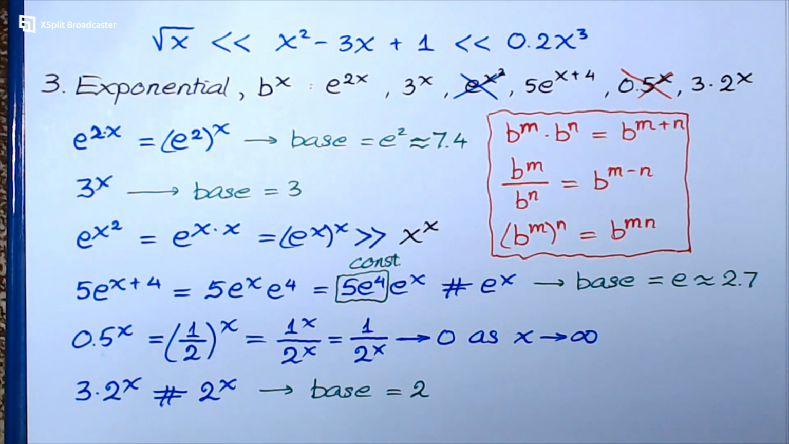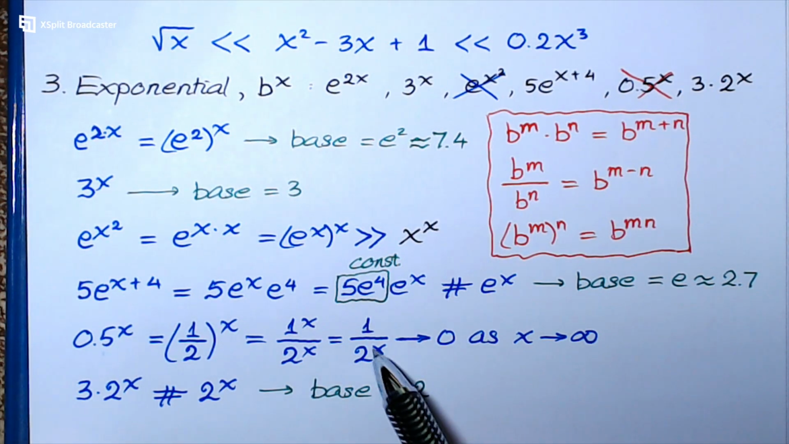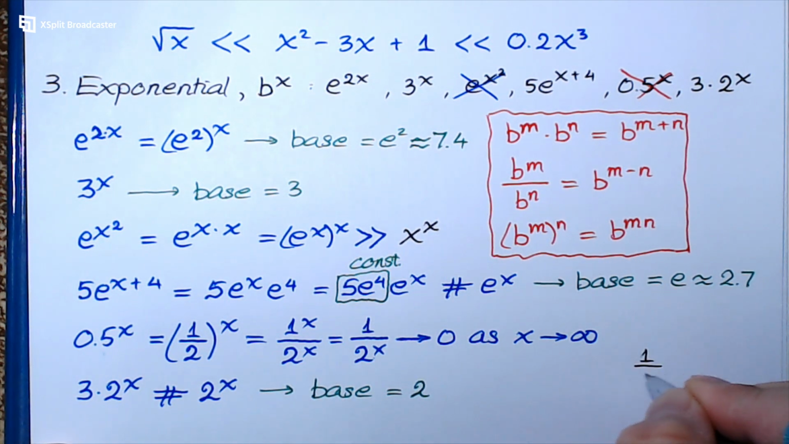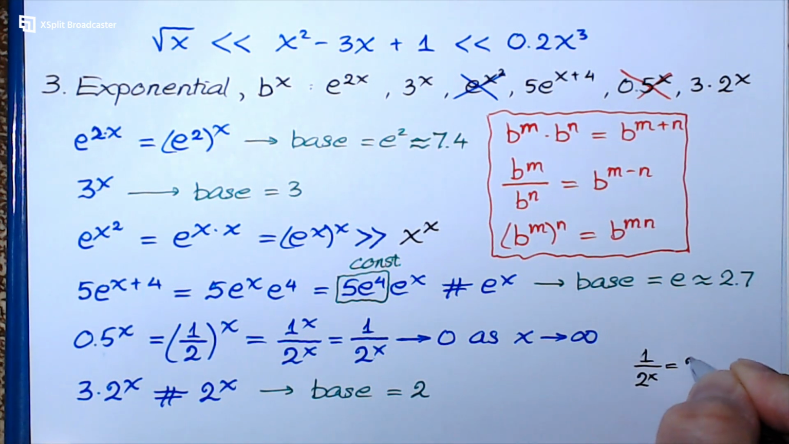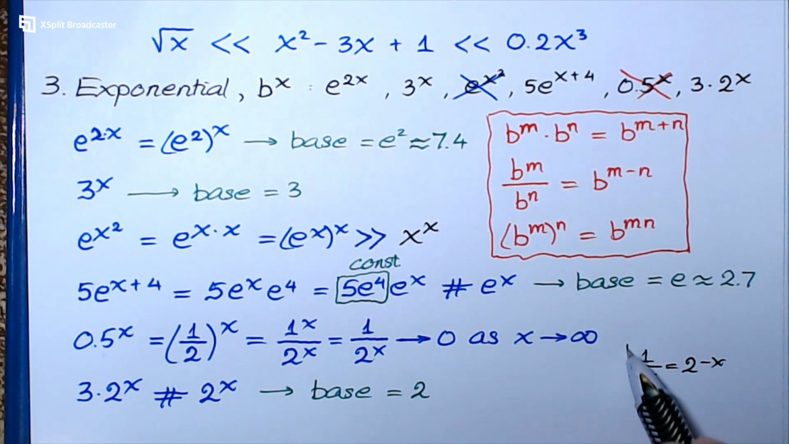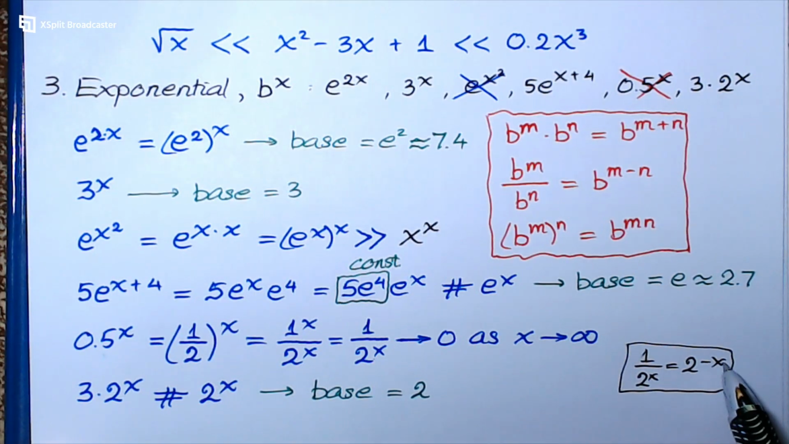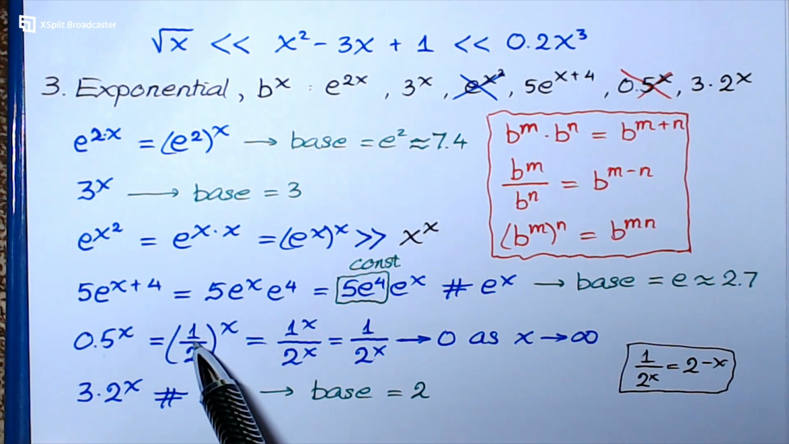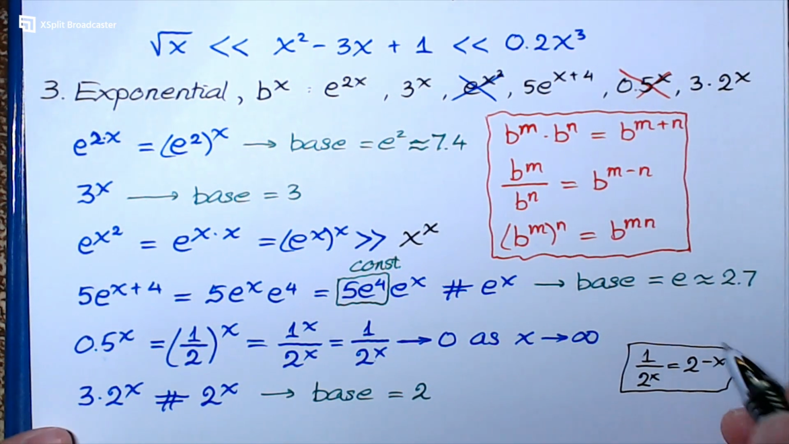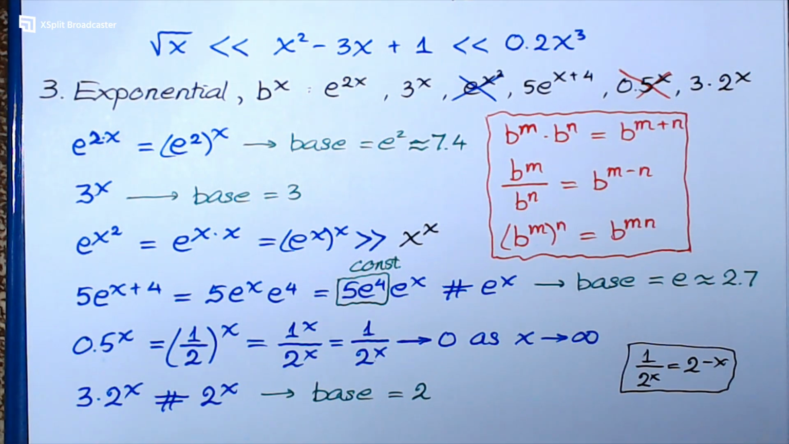Oh, by the way, I also forgot that if we write this 1 over 2 to the x, we can write 1 over 2 to the x, using that property, as 2 to the negative x. So that is also the case. You might see that 2 to the negative x, which is the same as 1 over 2 to the x power. But again, this does not have the same rate. Okay, just wanted to say that.